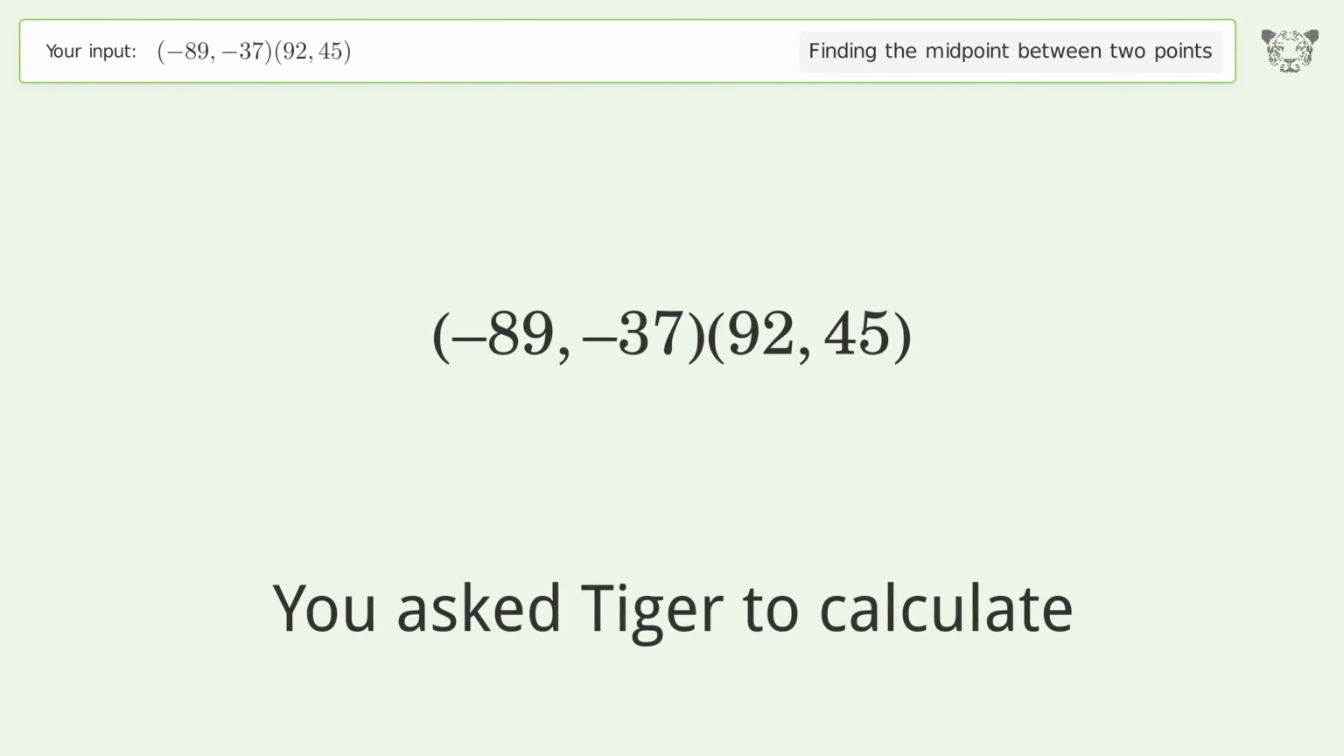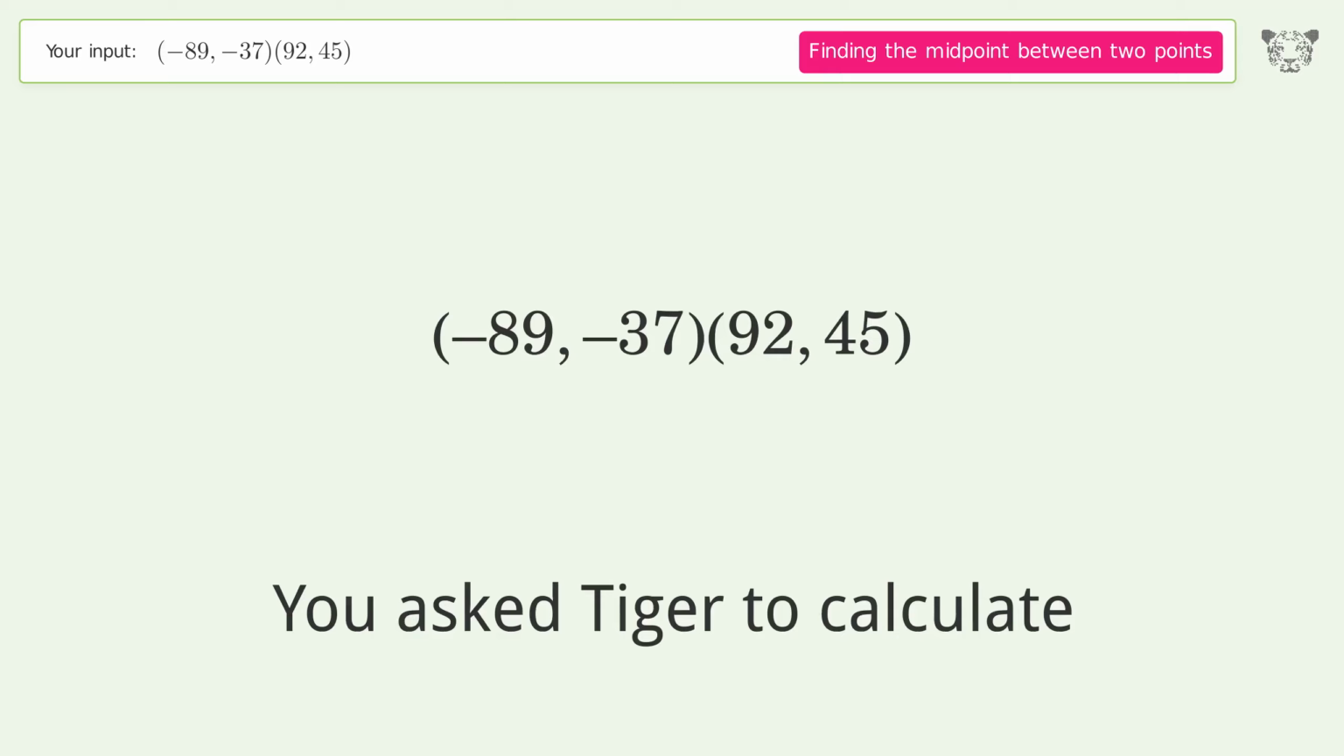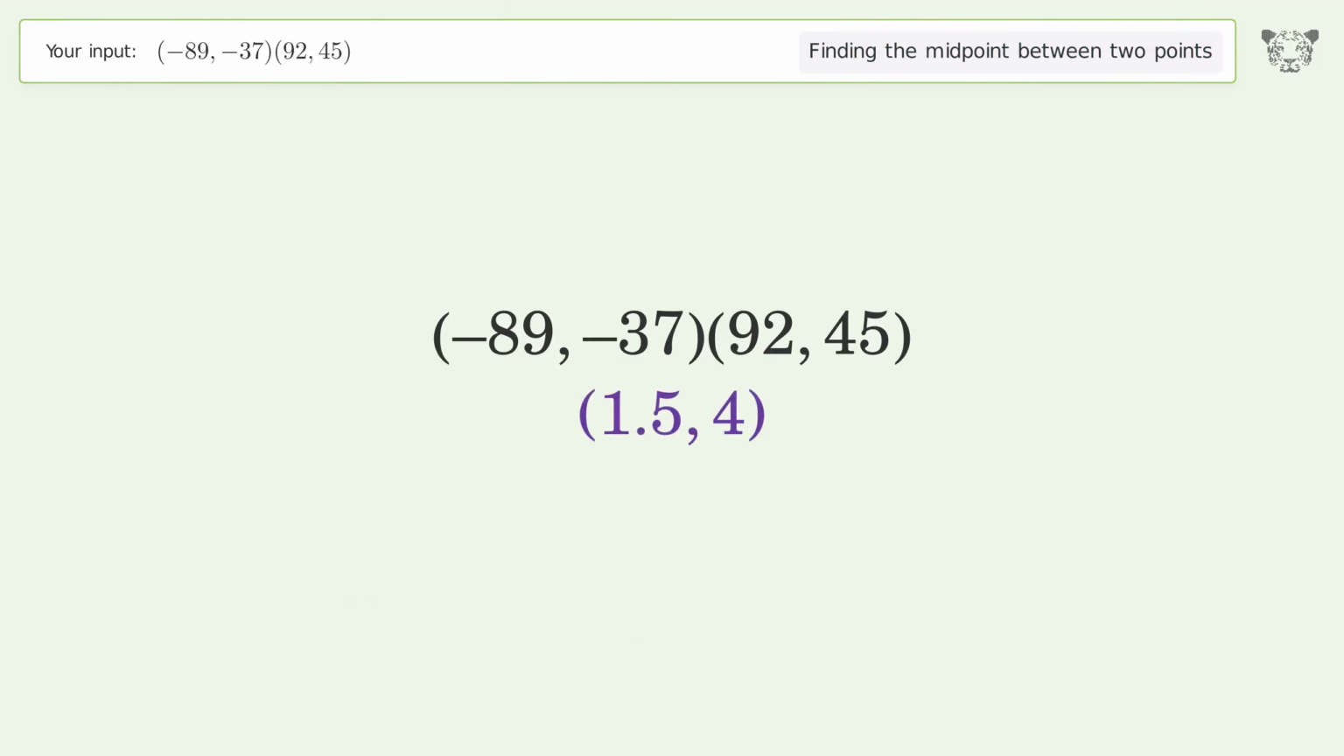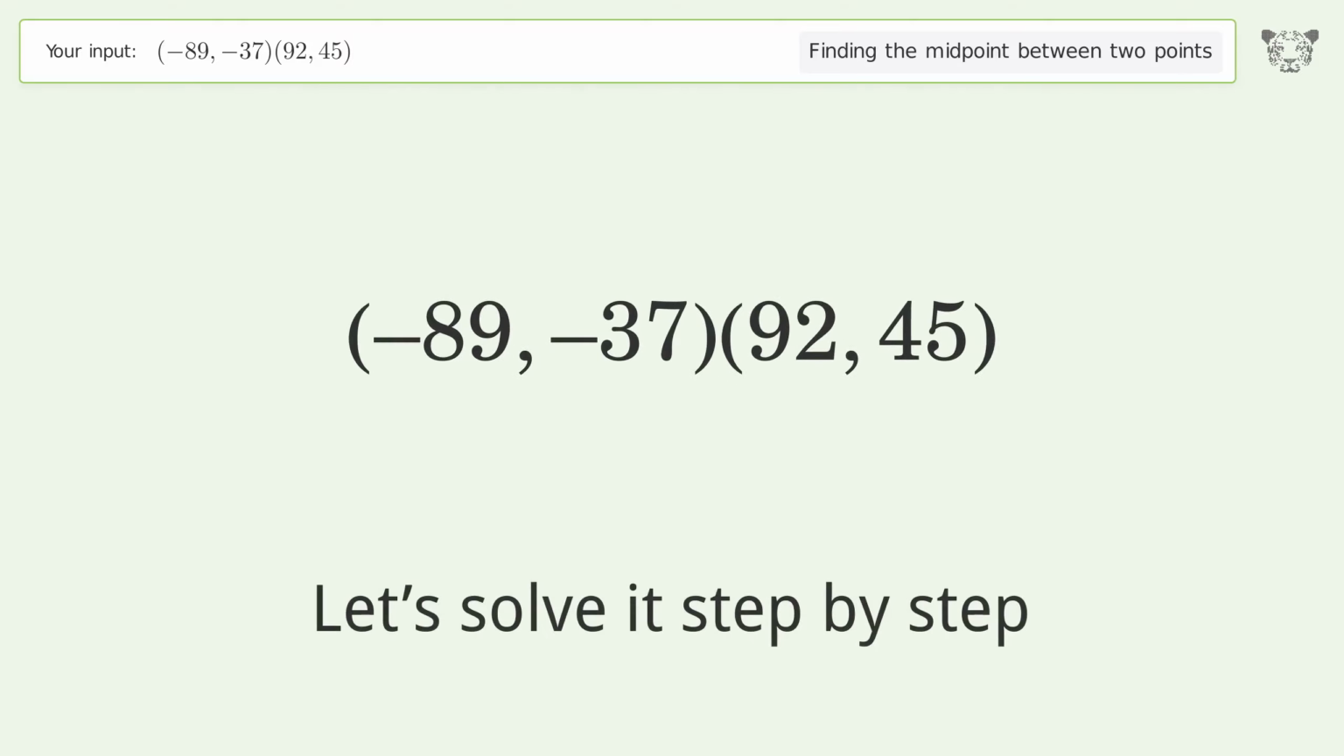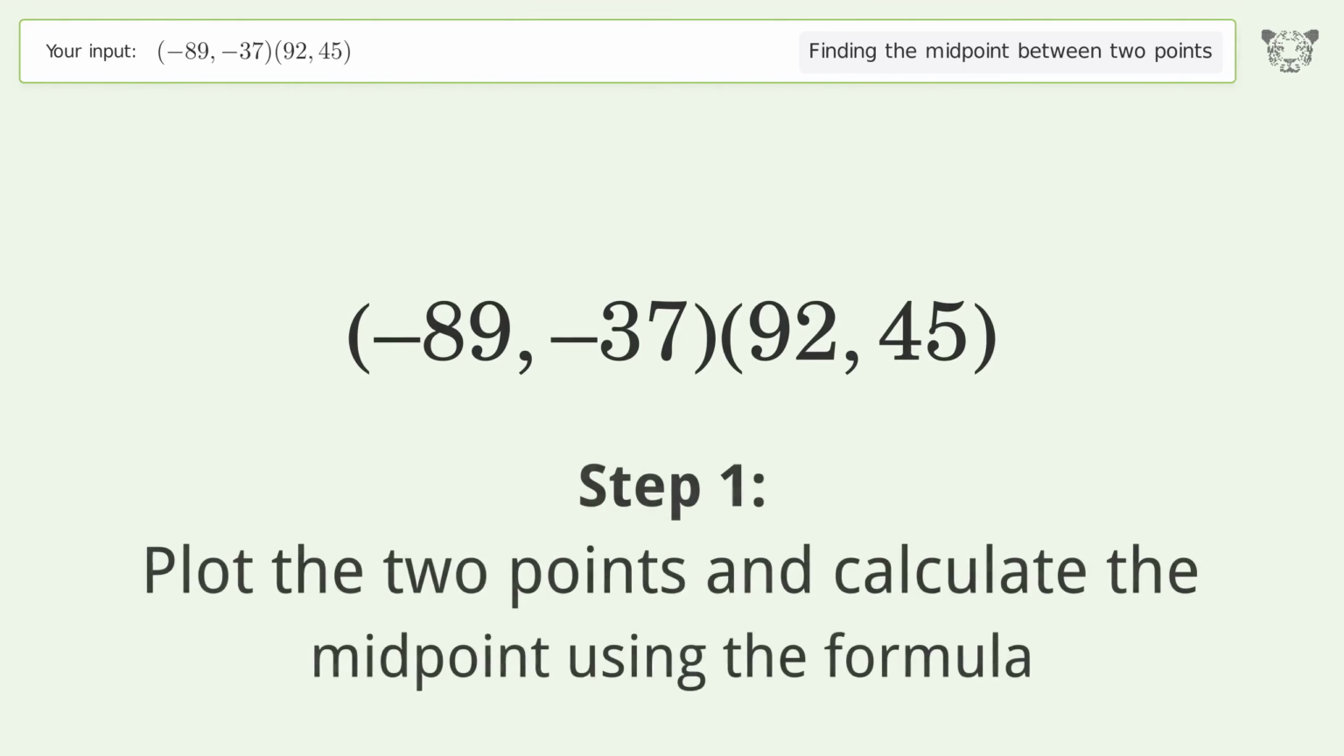You ask Tiger to calculate. This deals with finding the midpoint between 2 points. The midpoint between the 2 points is 1.54. Let's solve it step by step. Plot the 2 points and calculate the midpoint using the formula.